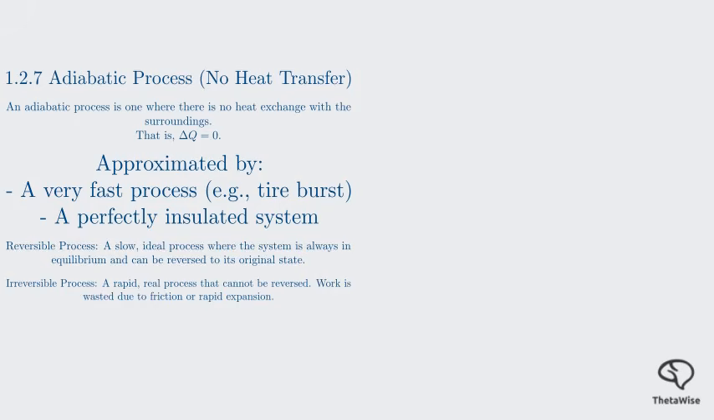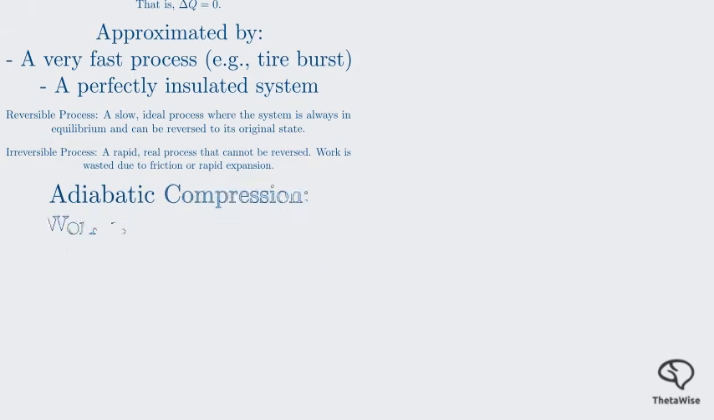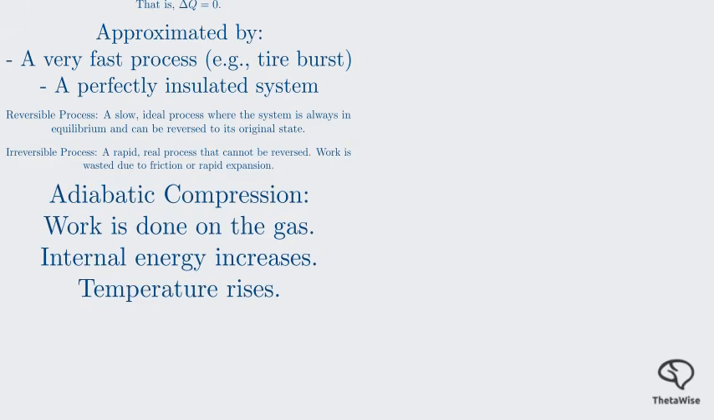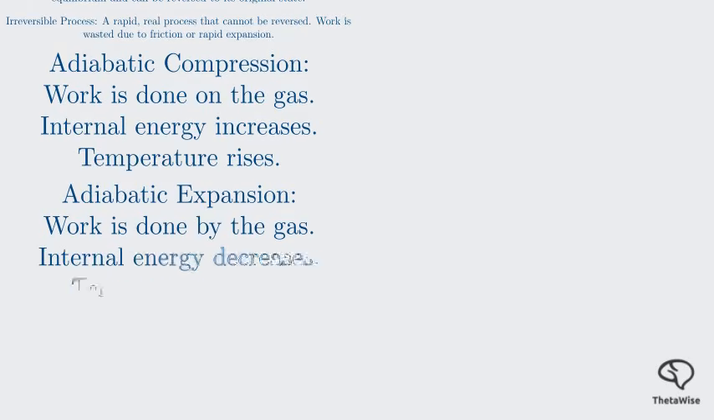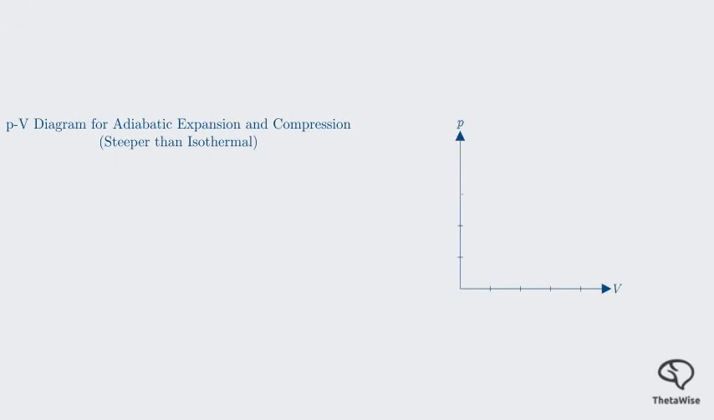The lack of heat transfer has a direct impact on the gas's temperature. If you compress a gas adiabatically, you do work on it. Since no heat can escape, this work increases the gas's internal energy, causing its temperature to rise. Conversely, if you expand a gas adiabatically, it does work on its surroundings. Since no heat can enter, this work comes from the gas's internal energy, causing its temperature to drop. On a PV diagram, the curve for an adiabatic process is even steeper than for an isothermal process. An adiabatic compression has a steeper curve upwards, and an adiabatic expansion has a steeper curve downwards.